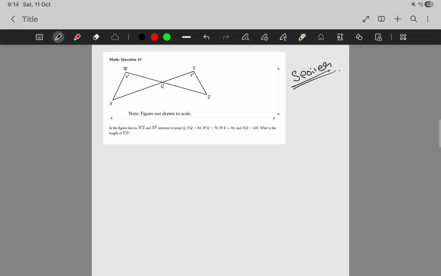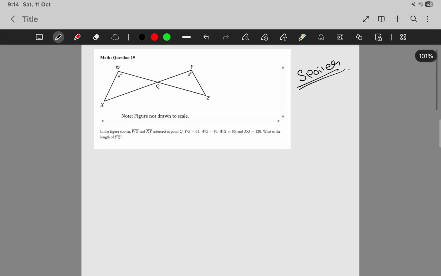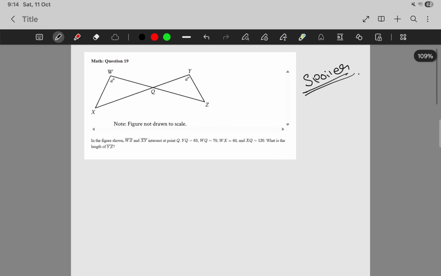In this video, I'm going to teach you one of the geometry questions, or you can say a similarity question. Just by looking, you can know that this is a similarity question because this and these are vertically opposite angles. This and these are the same, and this angle A and this angle A, which means angle W and angle Y must be the same angle.